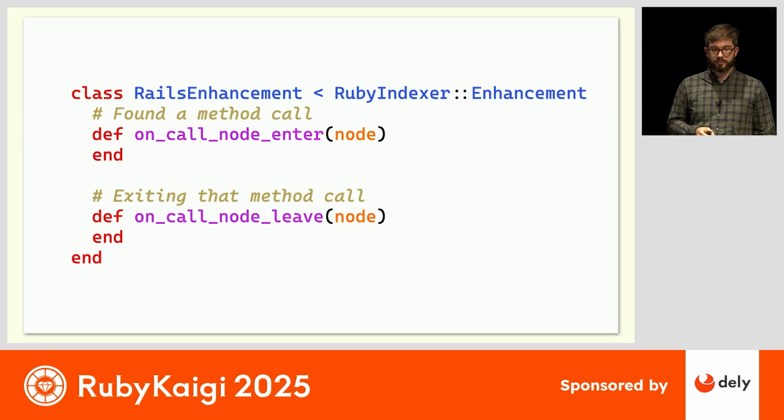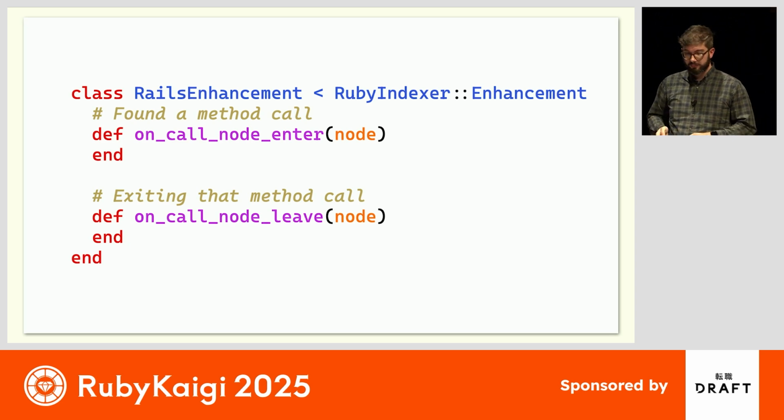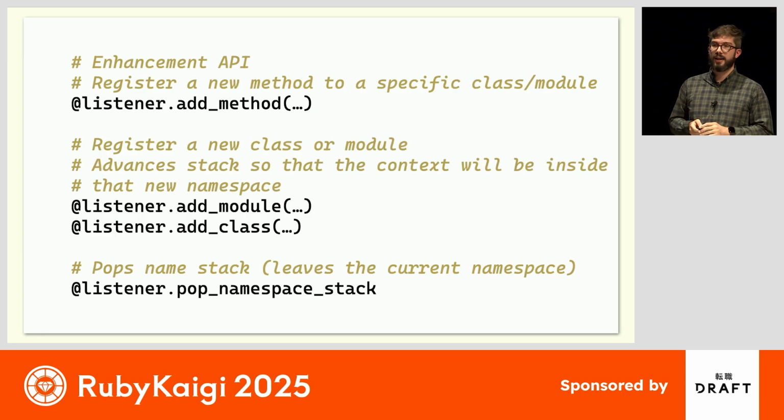The API has 2 dimensions. You define an enhancement by inheriting from our base class, and then you can handle method call events, both the enter and the leave. Enter and leave is just so that you can accurately represent what will happen if you, for example, enter a new namespace and leave that namespace using a DSL. And the other dimension of the API is that every enhancement has access to our indexing listener, which then exposes the methods that you can actually use to inform the LSP about dynamically defined declarations.